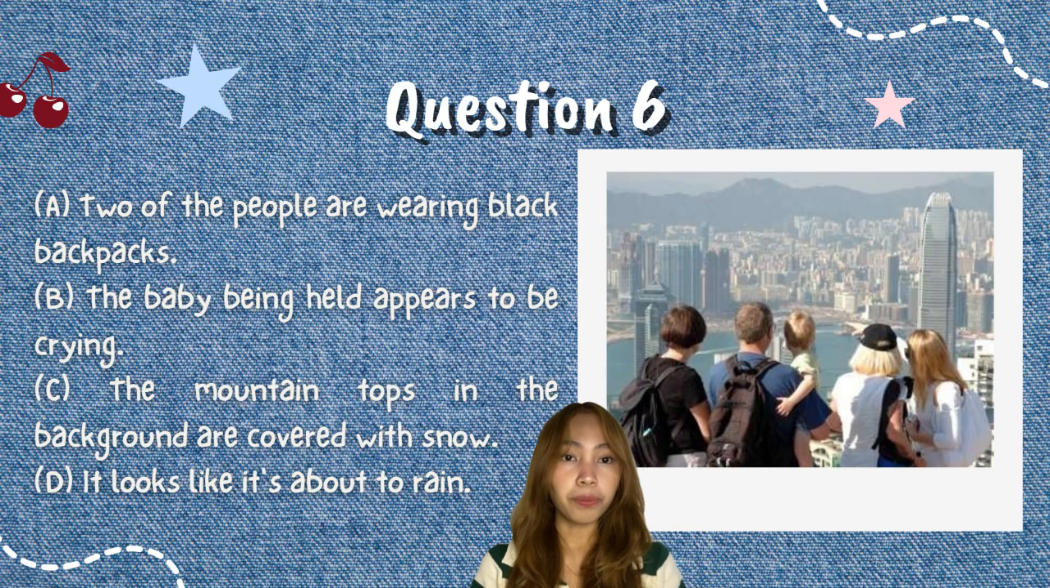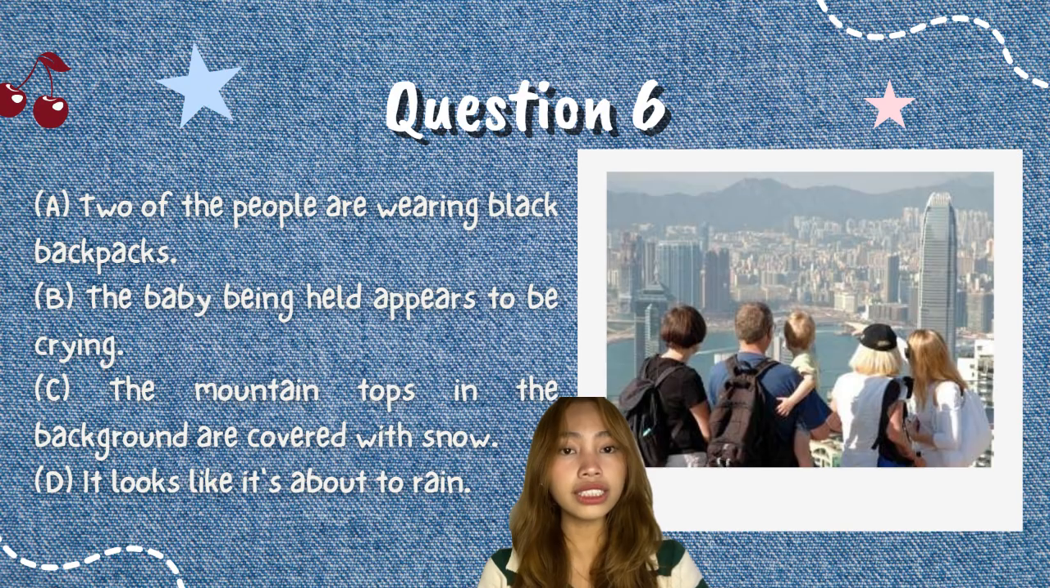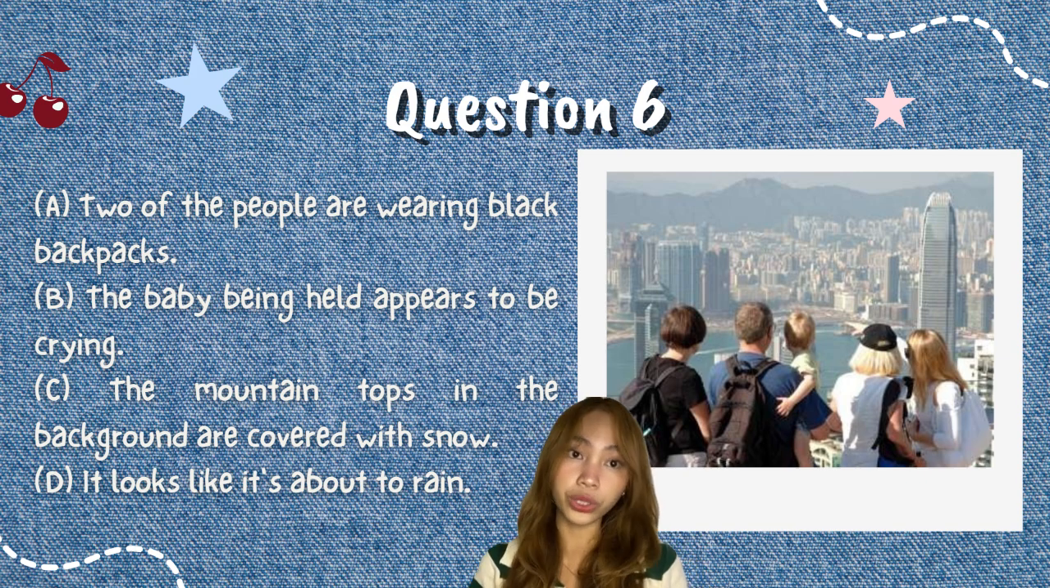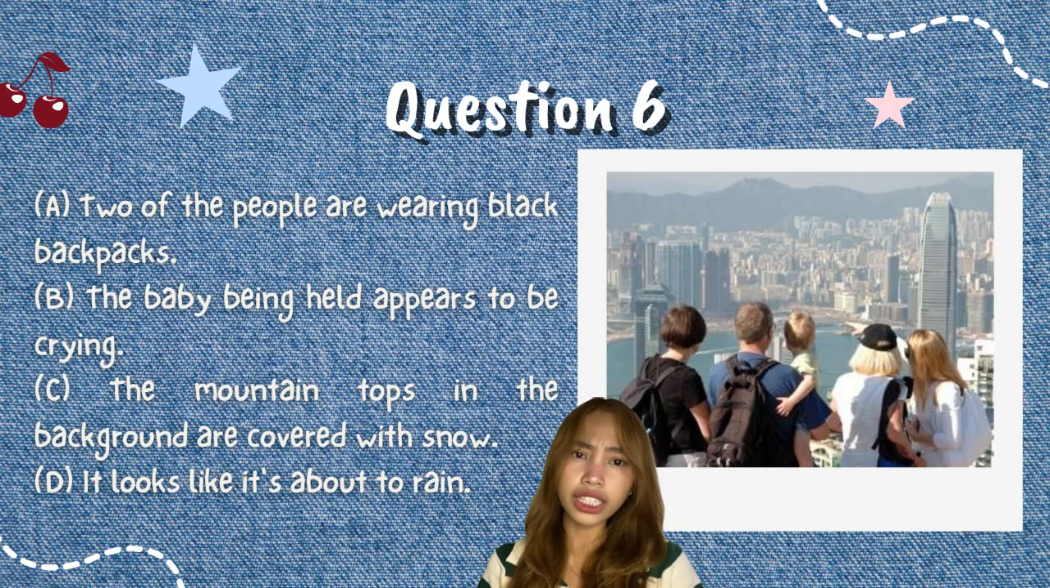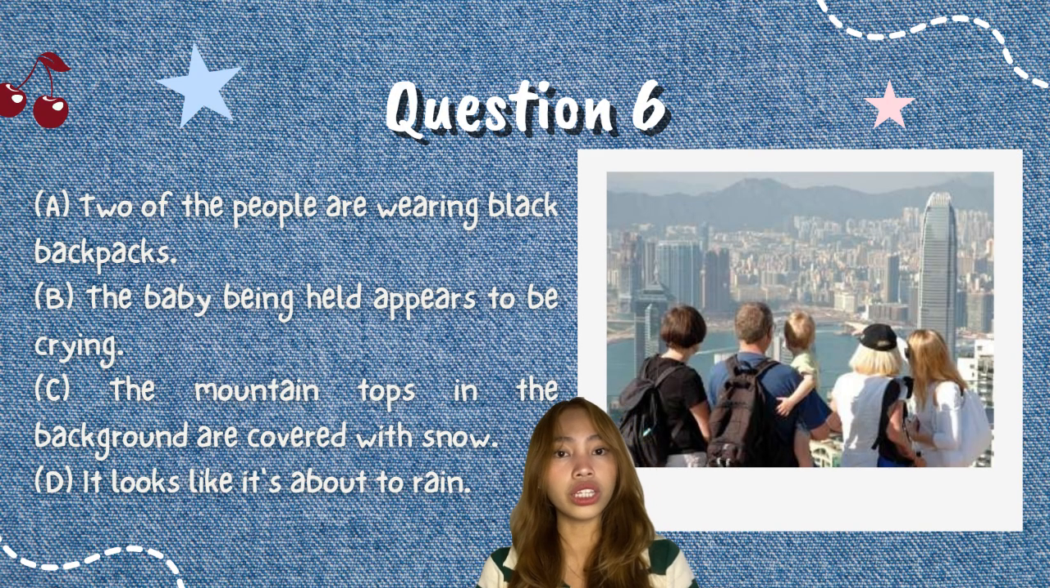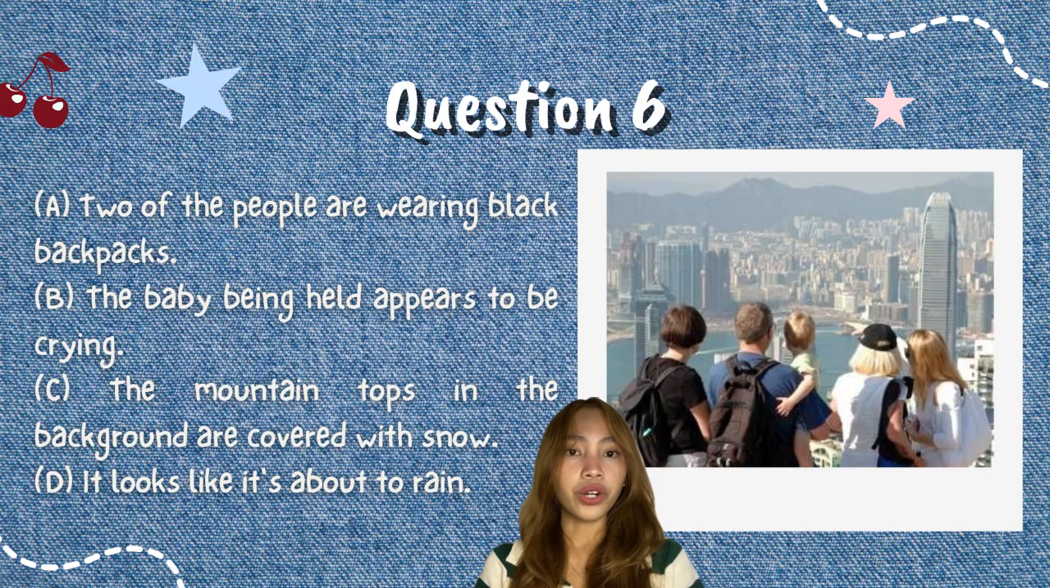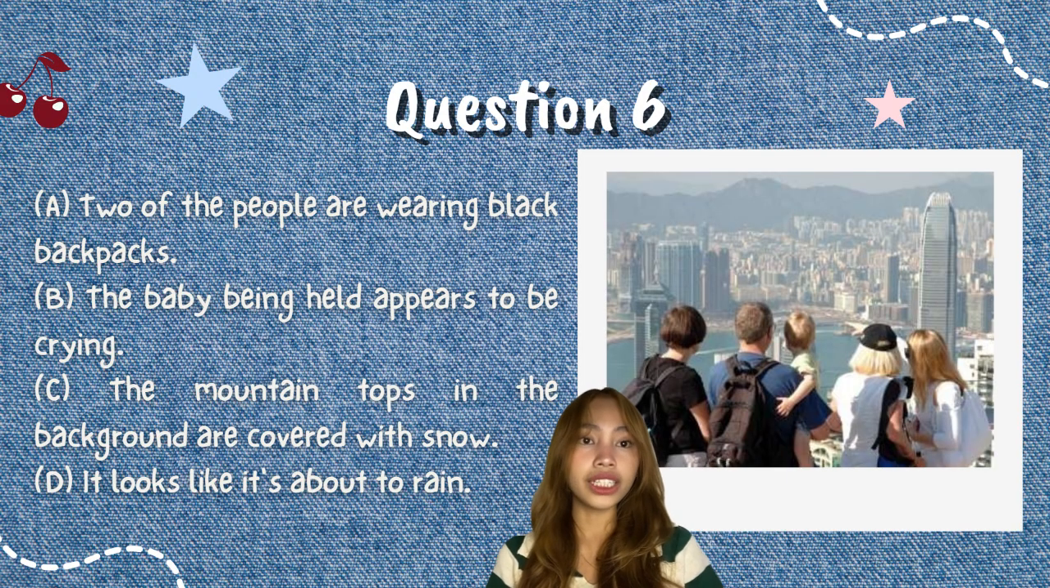Option B says the baby being held appears to be crying. There's no clear sign that the baby is crying, so this option is incorrect. Option C says the mountain tops in the background are covered with snow. The mountains do not look snowy, so this statement is also incorrect. Option D says it looks like it's about to rain. The weather looks clear with no dark clouds, so this option is incorrect. Therefore, the correct answer is option A.